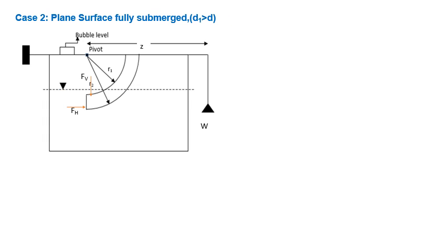So let's see the second case, for a fully submerged surface, when D1 is greater than D, that is, the water depth is greater than the depth of that section. So hydrostatic force will be experienced by this vertical face of this toroid as the horizontal hydrostatic force FH, and a vertical hydrostatic force will be experienced by this curved part of this toroid.